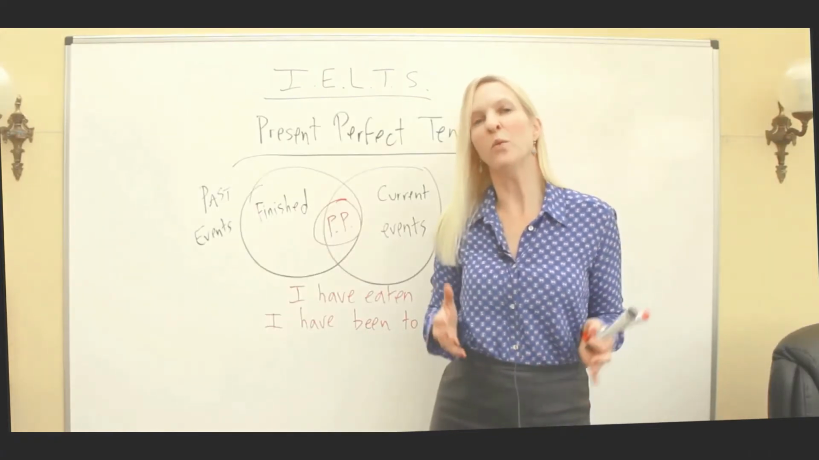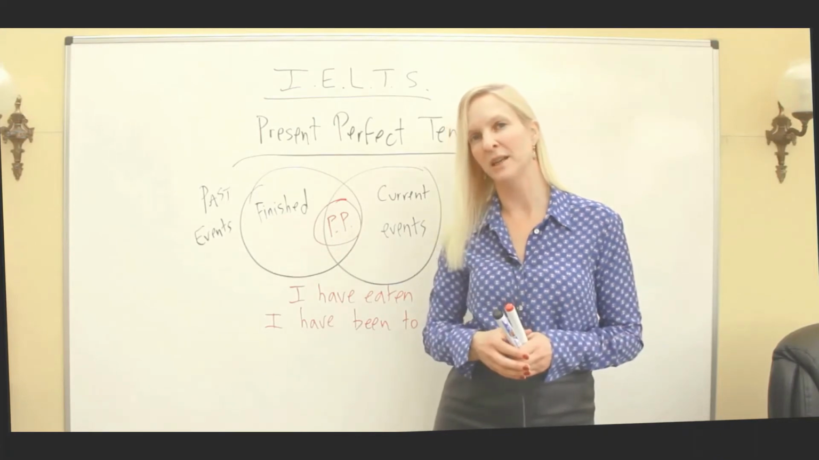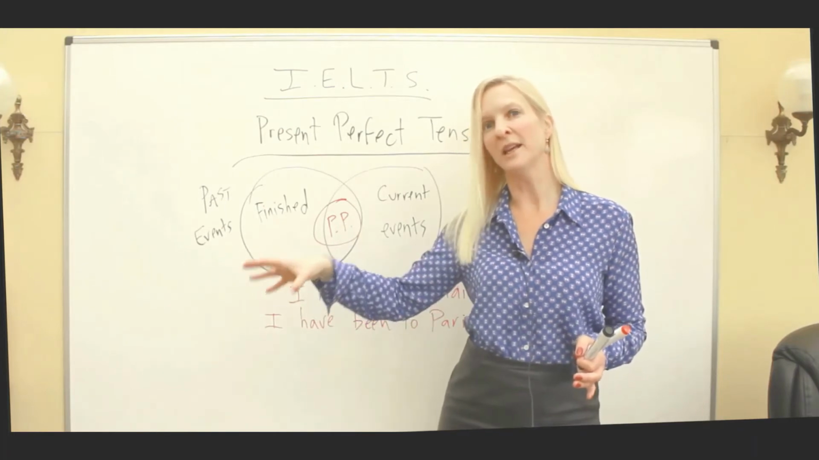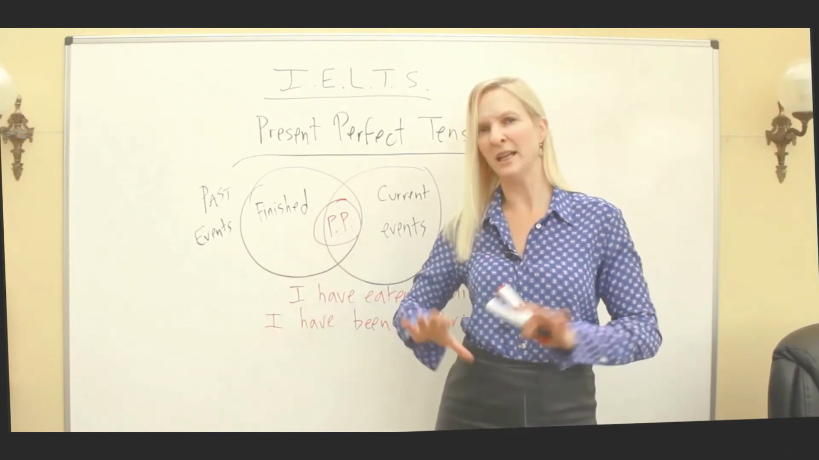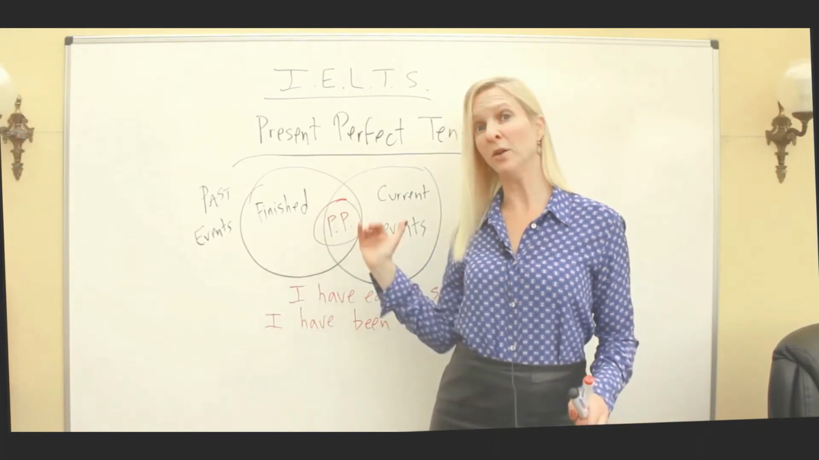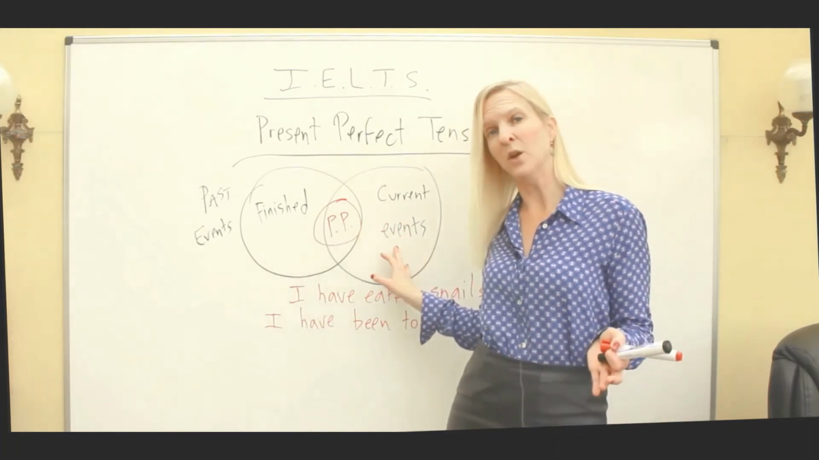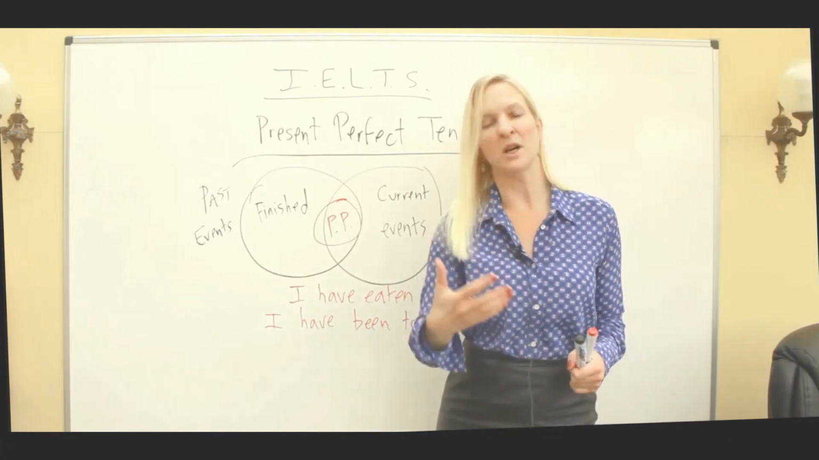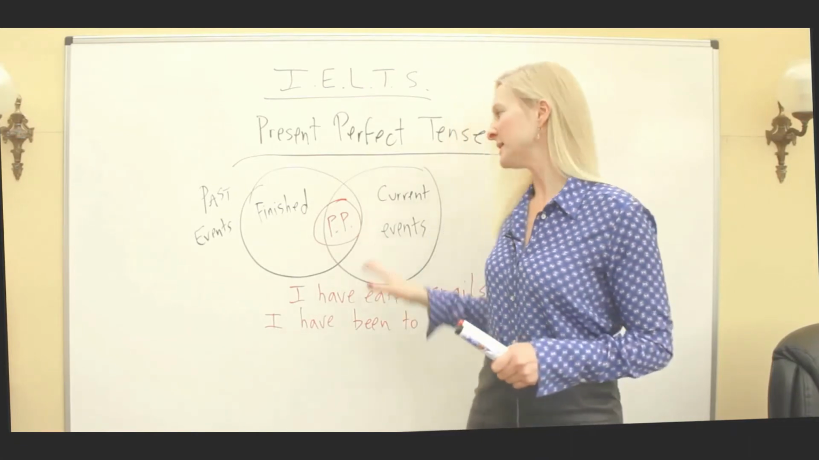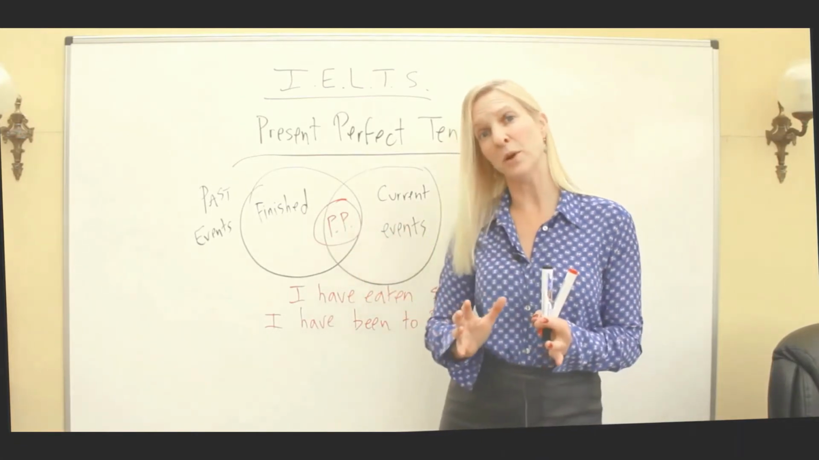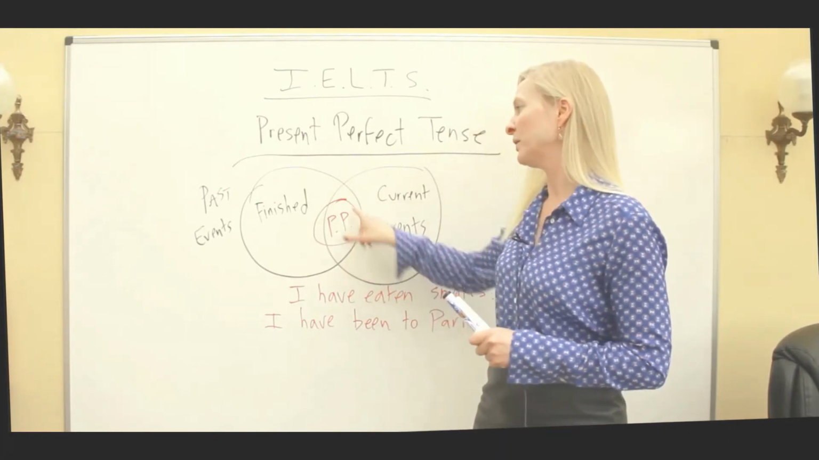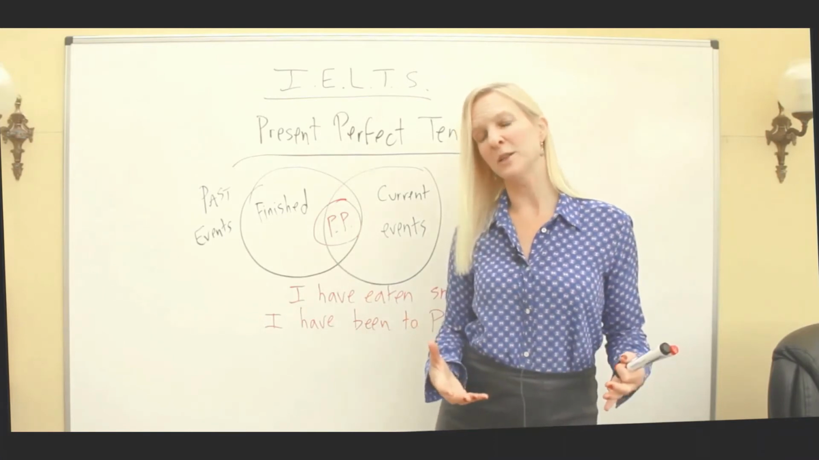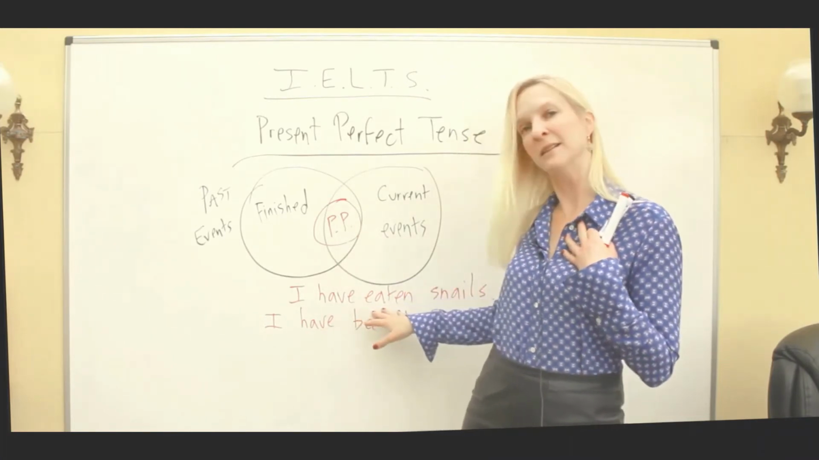I know you're probably wondering, when do I need to use the present perfect? So when we speak about finished events, we use the past simple. So I went to my friend's house yesterday. It's finished. But when we speak about current events, of course we use the present simple or present continuous. So right now we're having a video. Right now I'm talking to you. But there is an area in grammar that mixes the present and the past, and that's what we call the present perfect.